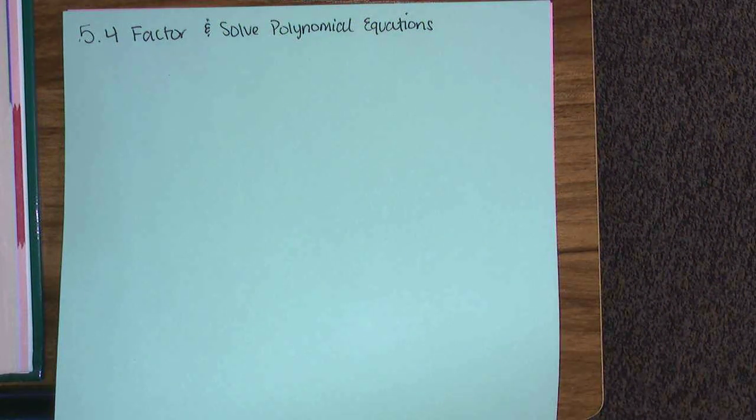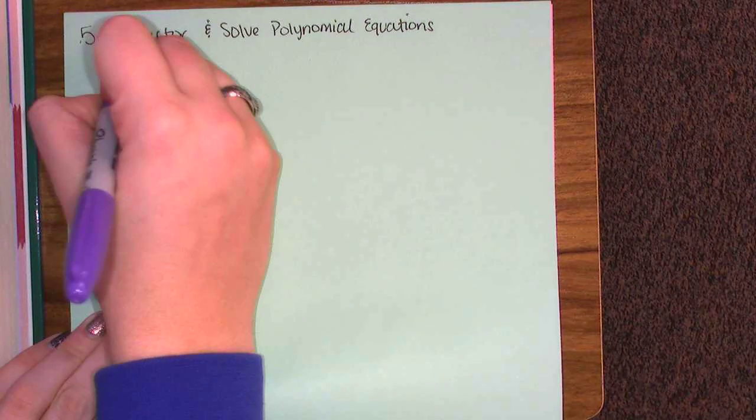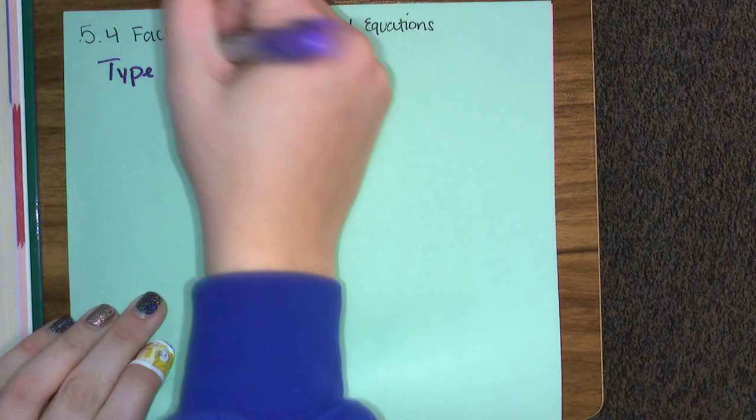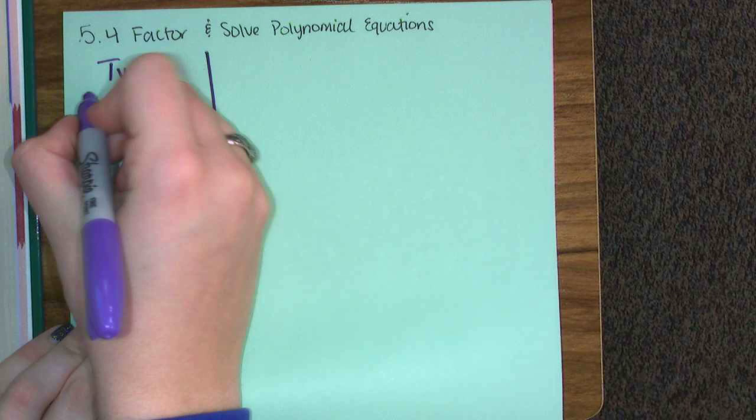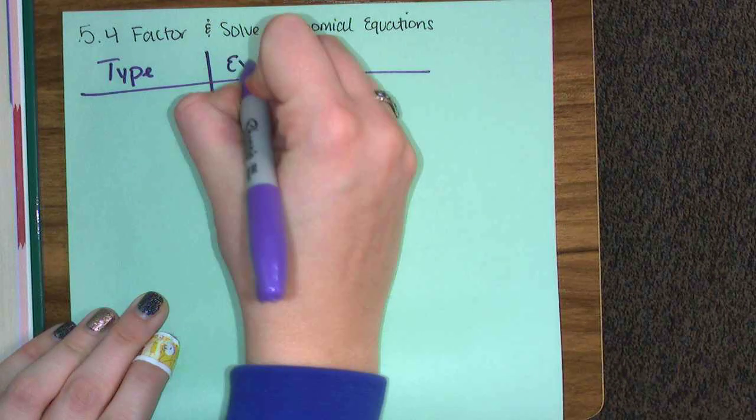Okay, so in the last chapter, which I know was a little while ago now, we had some different types that we learned about for factoring. So I'm just going to write them down with one little example for a refresher.